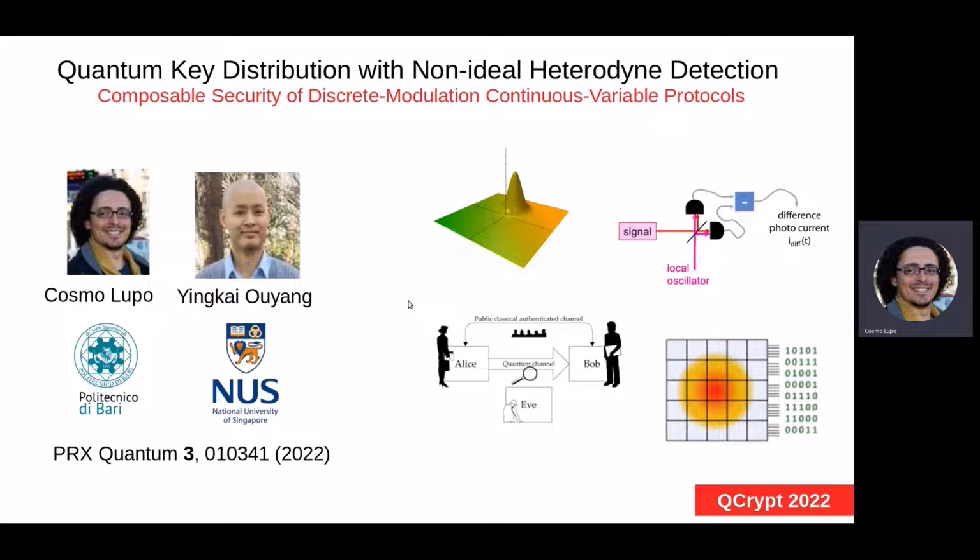I am now presenting joint work with Yingkai Ouyang. The topic is quantum key distribution with continuous variables, and the goal of our work was to provide a security proof that was able to take into account the imperfections and non-idealities of practical heterodyne detection.